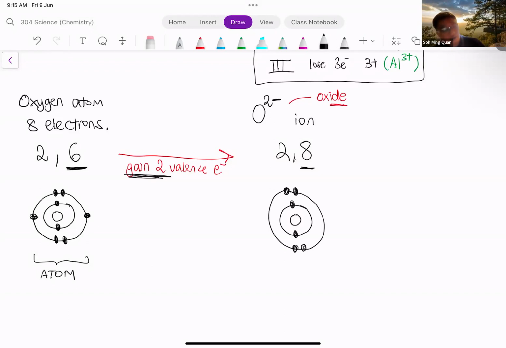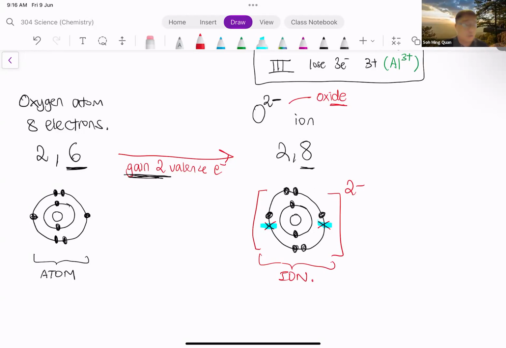Now for the negative ions, you must be more careful because the 2 electrons that are gained must be drawn using a different symbol. Okay, so can we please take note? The 2 electrons gained by a negative ion must be drawn using a different symbol. Okay, so this is how you draw the oxygen atom and the electronic structure of an oxide ion. Okay, oxygen atom, oxide ion.